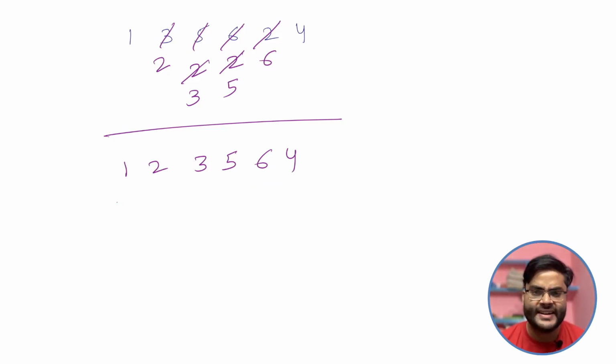So move to the next index. Our next element is 4. Compare 4 with 6. 4 is less than 6. That means 4 is not in the correct position. So what will we do? We will swap it.